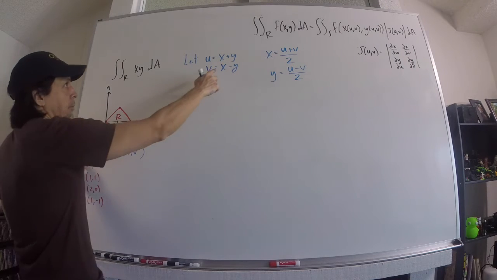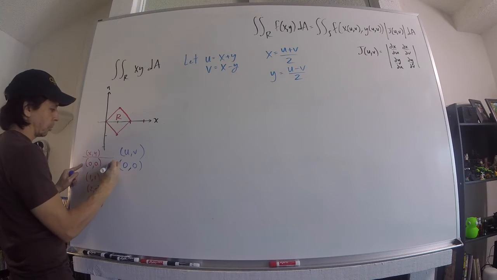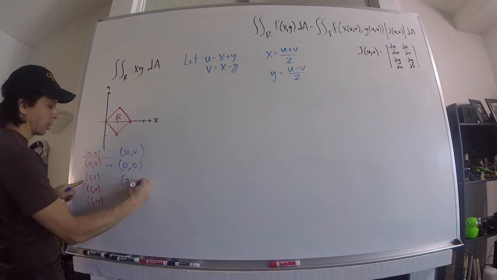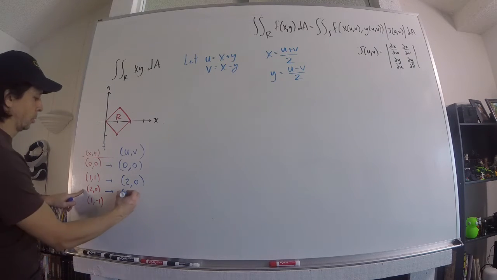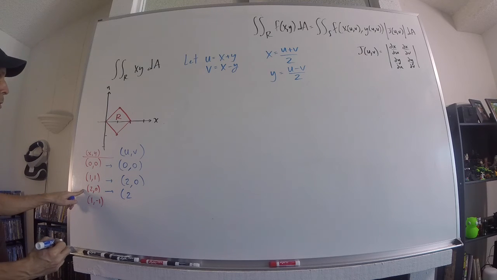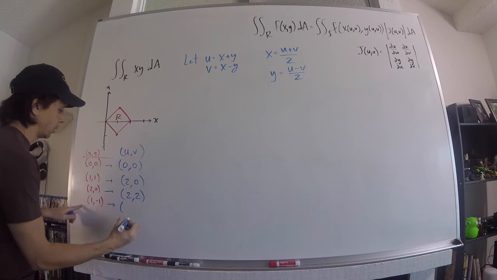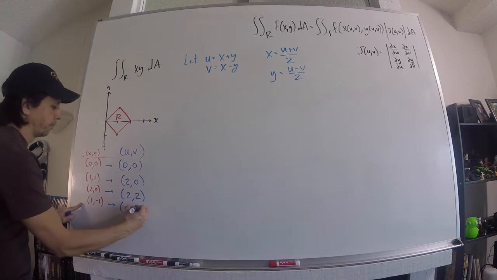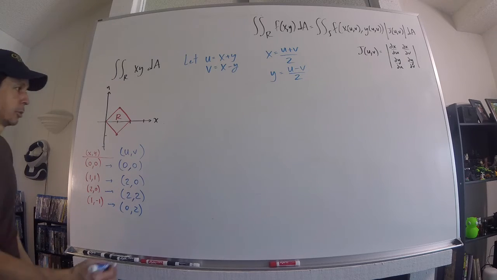Okay, but anyway, my u is x plus y, and my v is x minus y. So 0, 0 transforms to 0, 0. 1, 1, I'm going to get 2, comma, 0. This one I'm going to get, what am I doing? 2 plus 0, 2 minus 0, 2 comma 2. And this one is 0 comma 2. Okay, so again, different from what you did last night, but it's the same thing, convert my vertices.